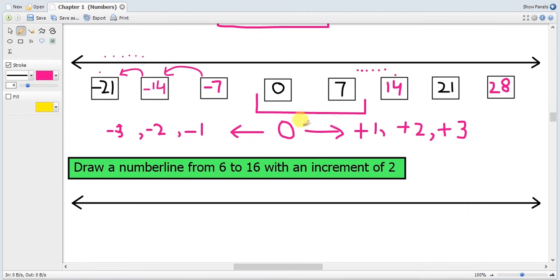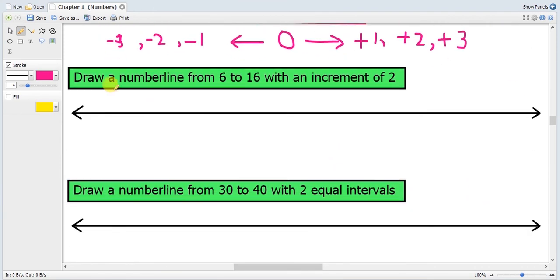Right. Let's move on to the next thing, which is: draw a number line from 6 to 16 with an increment of 2. Understand the question very carefully. When you understand the question very carefully, read it carefully and understand it. Once you have understood it correctly, it means you have already done 50% of its solution. The remaining 50% is to just write it down on a piece of paper. So it is very important to understand the question.